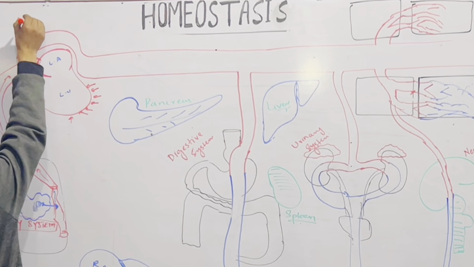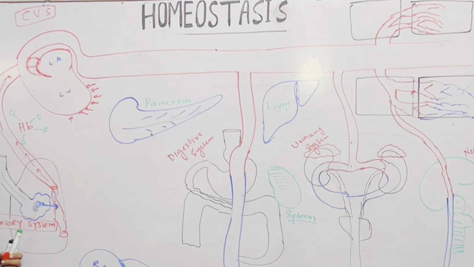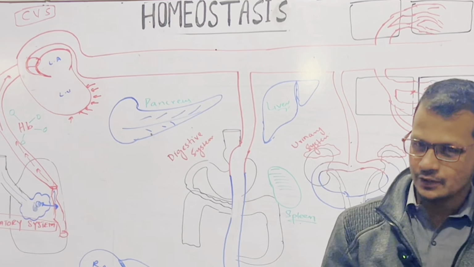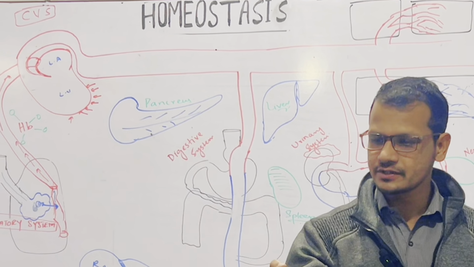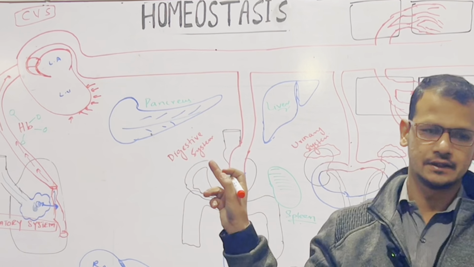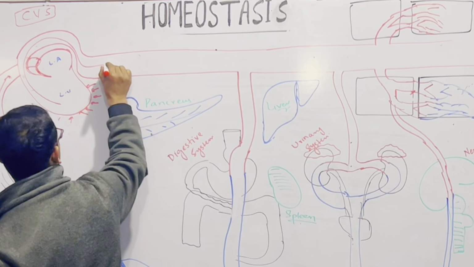and this system is called the cardiovascular system. And what is the role of the cardiovascular system? Through contraction, it distributes the blood to all parts of the body. From here it will contract, and the oxygenated blood will go to the body.